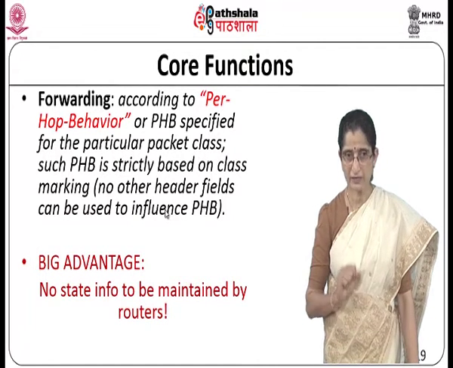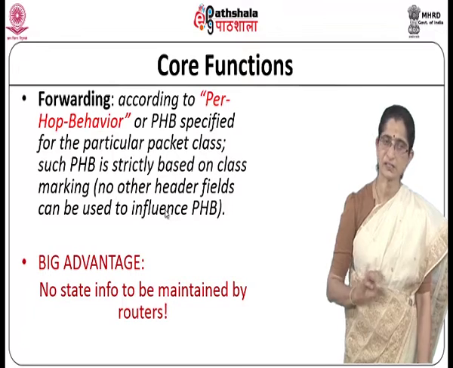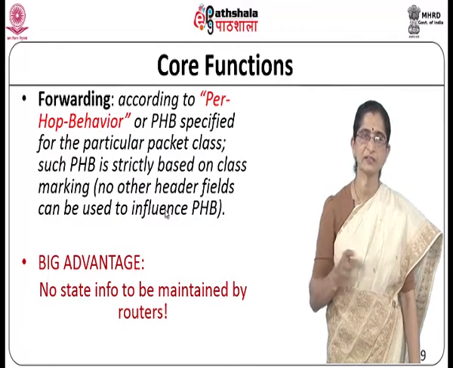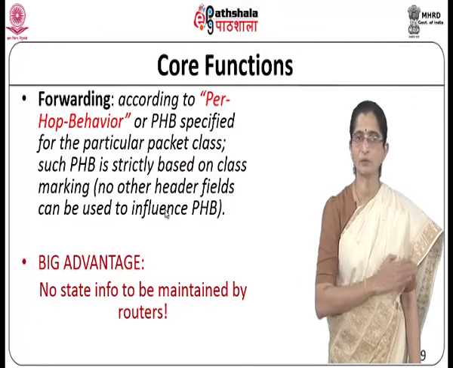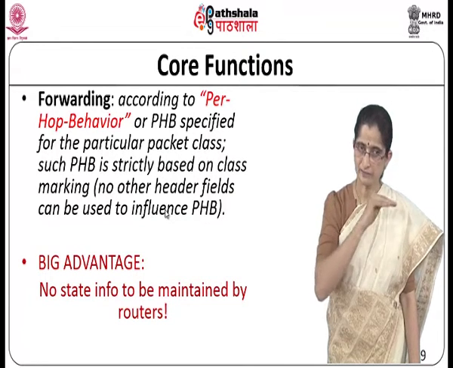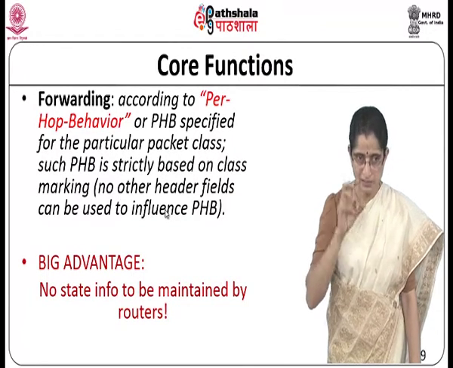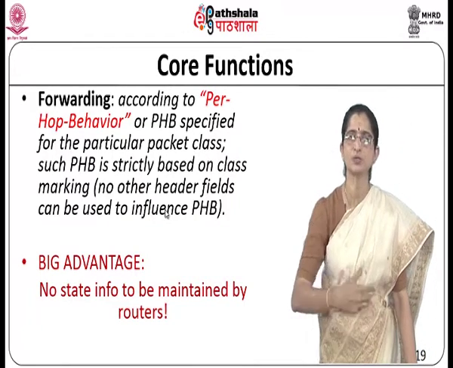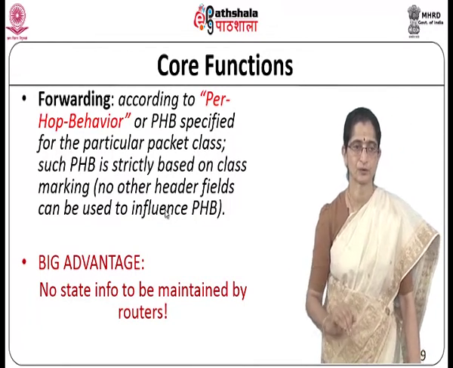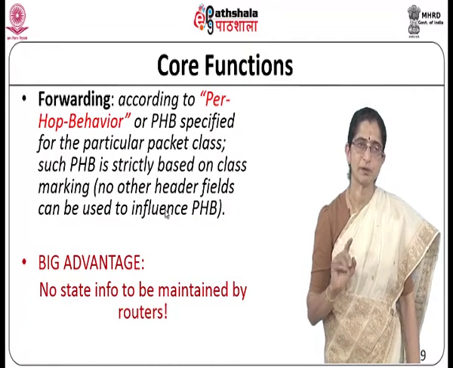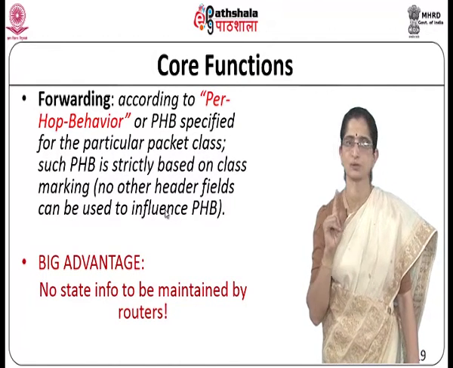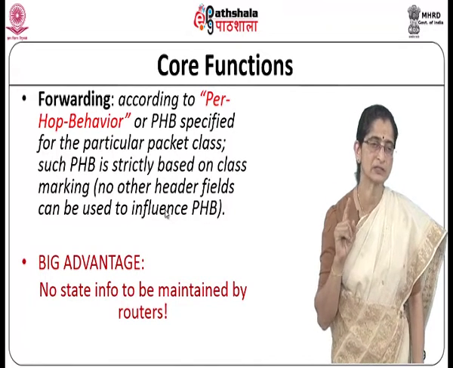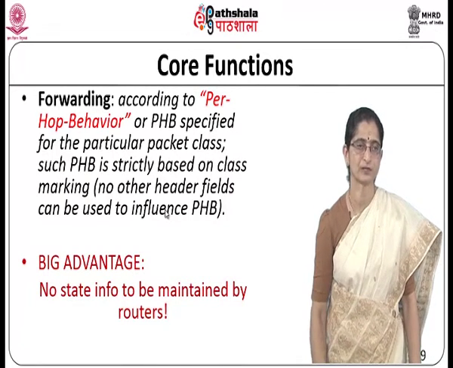What is the big advantage of this? The big advantage is that no state information needs to be maintained by the routers, because whatever marking we want, we have already done at the edge. When the packet comes in, you just look at this marking, and based on that label, you forward the packets appropriately. So no state needs to be maintained. Remember, scalability and maintenance of state was one of the problems that we had to deal with in IntServ. That is done away with over here.